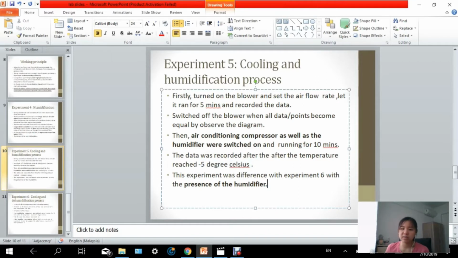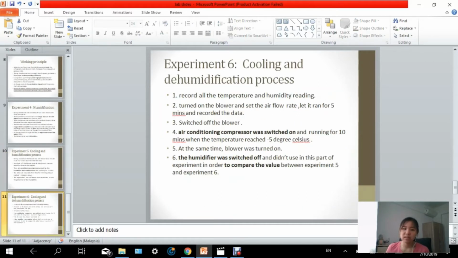This experiment is different from experiment 6 with the presence of the humidifier, because we want to do a comparison. So this time we do the same thing as previous, but we only switch on the air conditioning compressor without the humidifier. After we do all this, we compare the values between experiment 5 and experiment 6, and we will explain what happened in our next slide for the discussion.